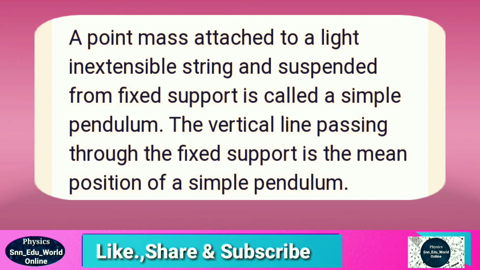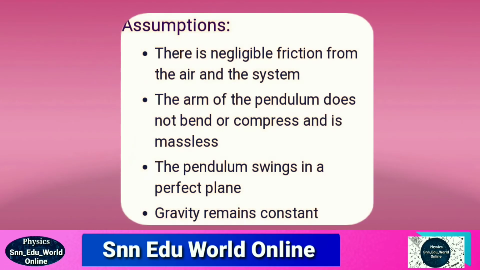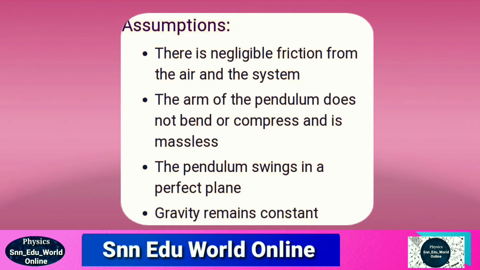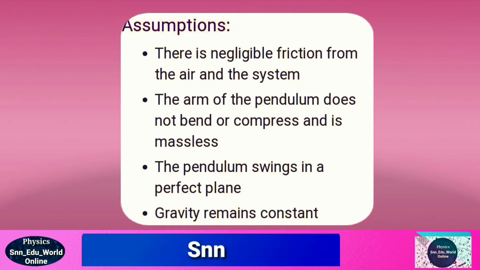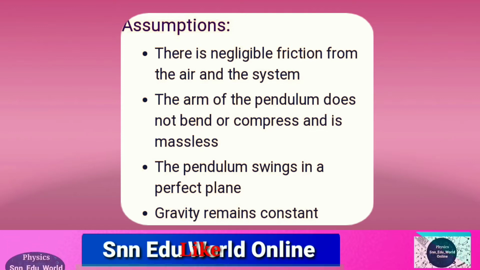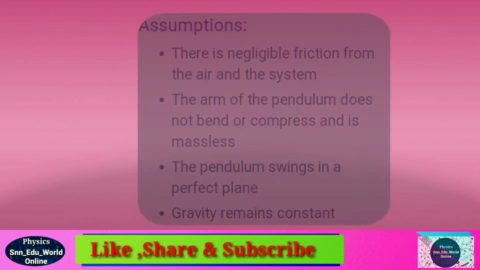Now, for the time period, first of all, we have to make some assumptions. There is negligible friction from the air and the system. The arm of the pendulum does not bend or compress and is massless. The pendulum swings in a perfect plane. Gravity remains constant. So by assuming this, we can move further.